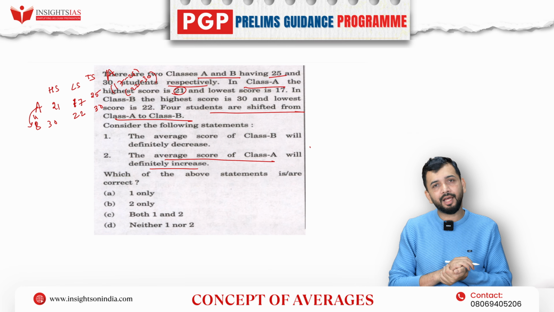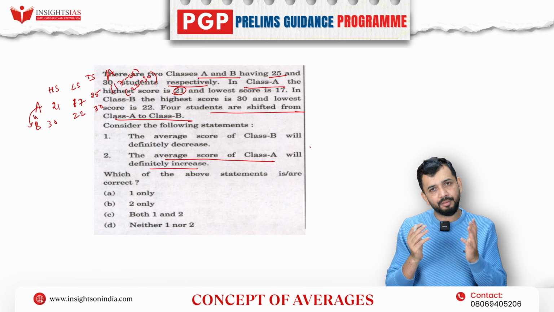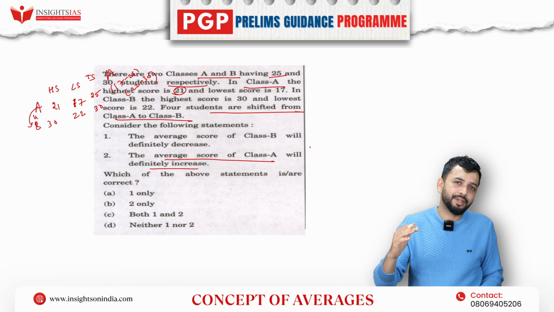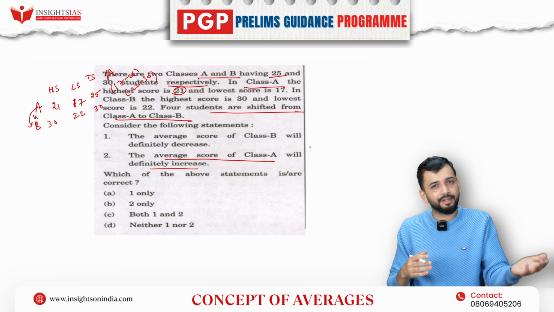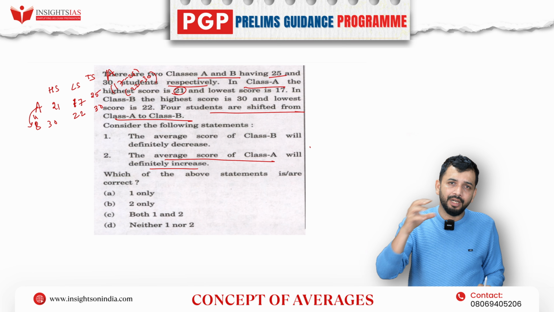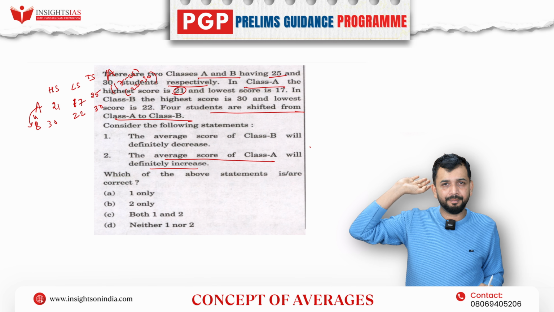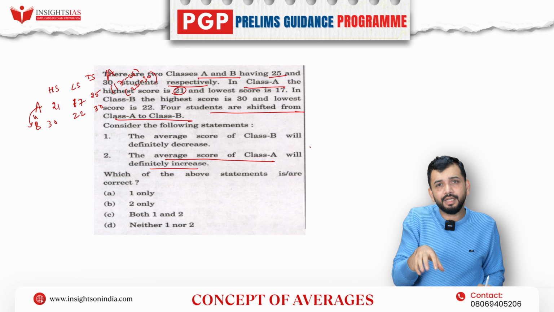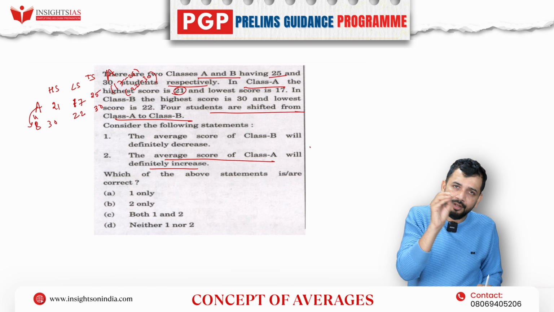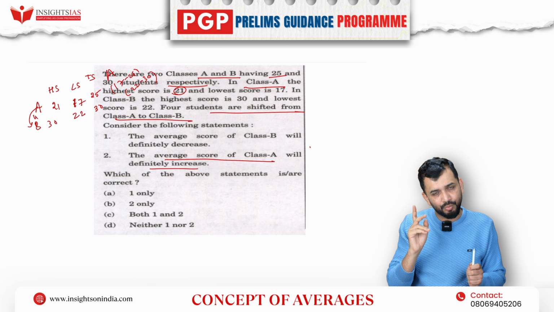Now in class A, since 4 people are moving, there can be two cases. One, the worst case for class A and the best case for class B: the highest scoring students of class A are moving to class B. Or there can be a possibility that the lowest scoring students of class A move to class B. Two possibilities.